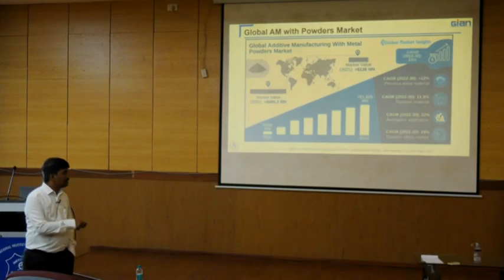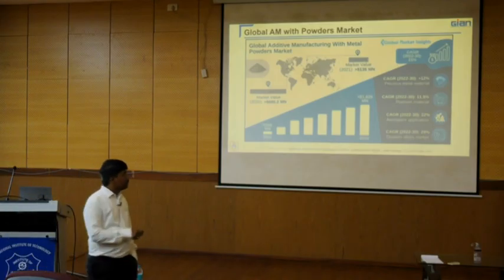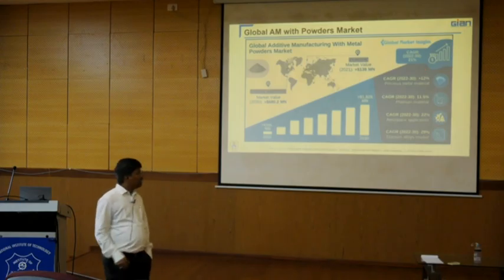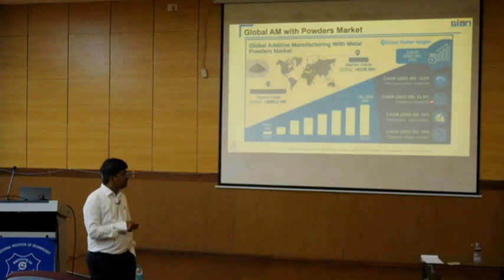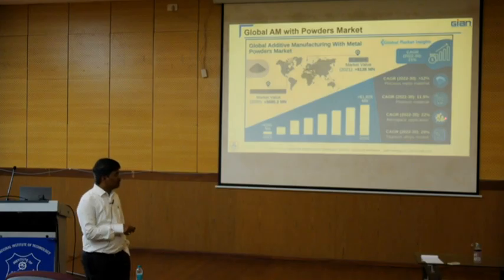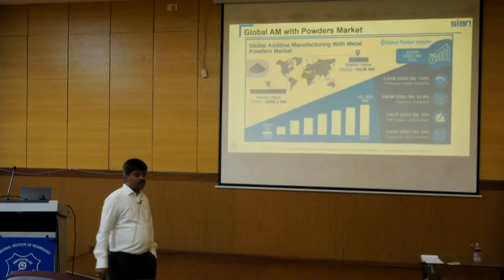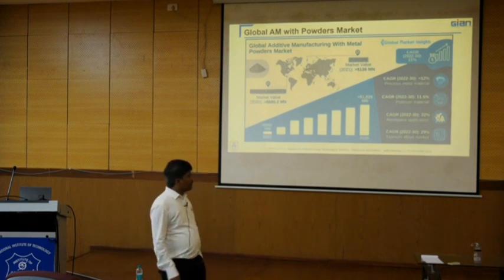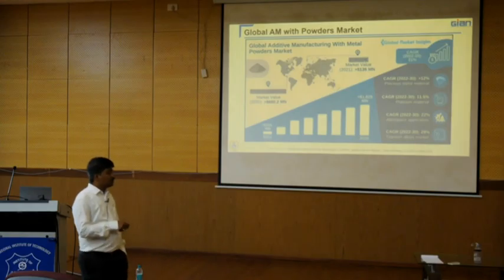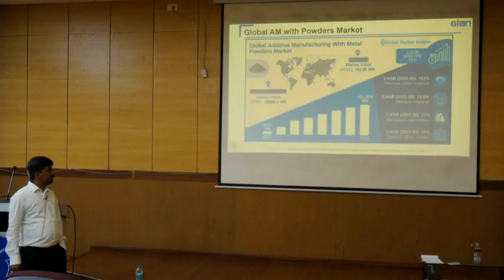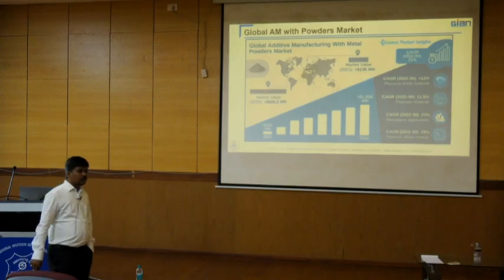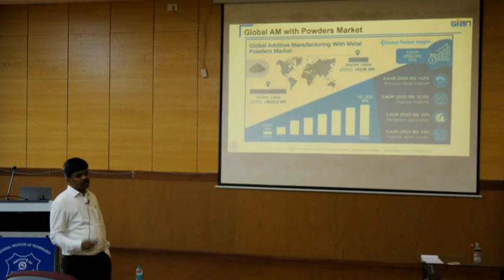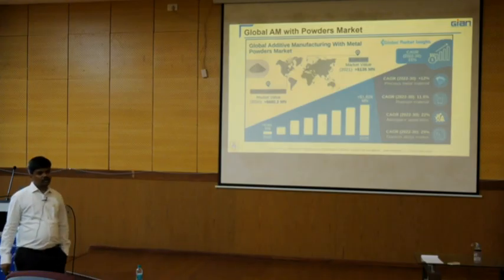Then if you see the growth rate, with respect to precious metals, more than 12% is growing, and with respect to platinum materials 11.5%. With respect to aerospace, on the superalloys or on the titanium-based alloys, it is 22%. And with respect to titanium, it is nearly 30% growth rate taking place from 2020 to 2021. This is the rate of powder requirement in additive manufacturing scenarios.